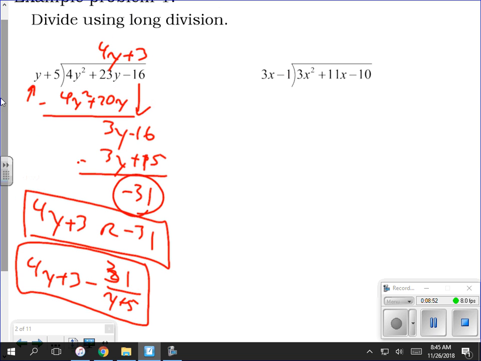Okay, let's do it again. So once again, all I care about for my decision making is what's in front. In this case, the 3x. That's the only thing that matters. The minus 1 is just along for the ride. It has no part in my decision making. So what times 3x gives me 3x squared? X.